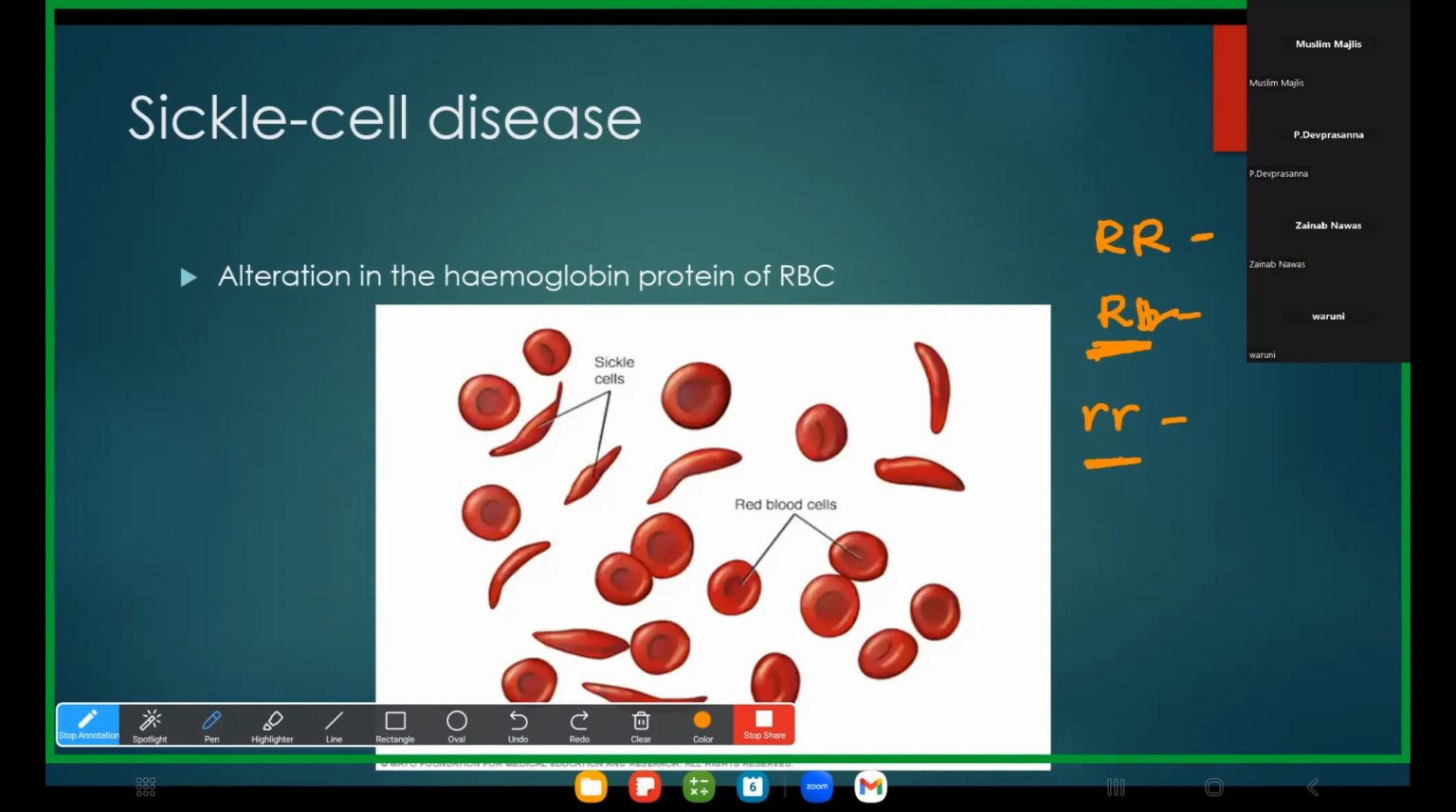Pleiotropy is when we have one gene, the alteration in one gene affecting multiple traits. So because of this sickle cell, there would be multiple problems in the body.